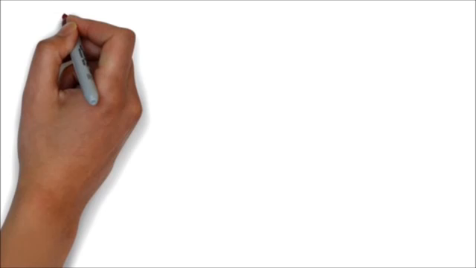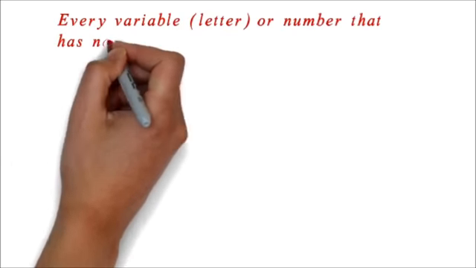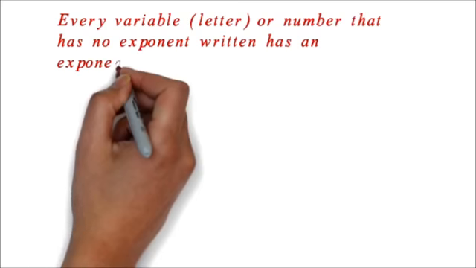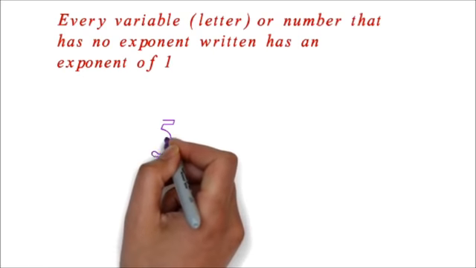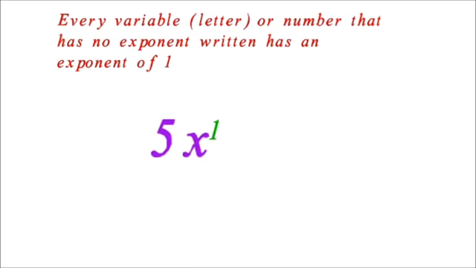Before we move on, let's look at the exponent 1. Every variable, letter, or number that has no exponent written has an exponent of 1. So for 5x, the x has an exponent of 1.